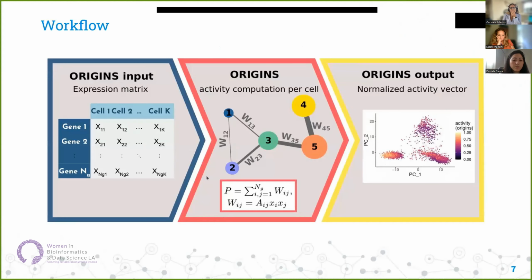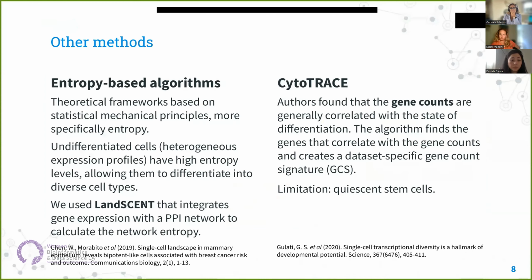So to sum up the method, we input expression matrices that have to be normalized and pre-processed. Then we input this into our algorithm, and the output is a vector whose size is the number of cells the expression matrix has. So for each individual cell, we have one score that is called activity.